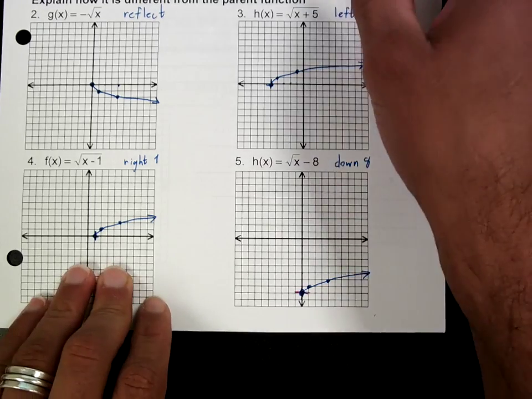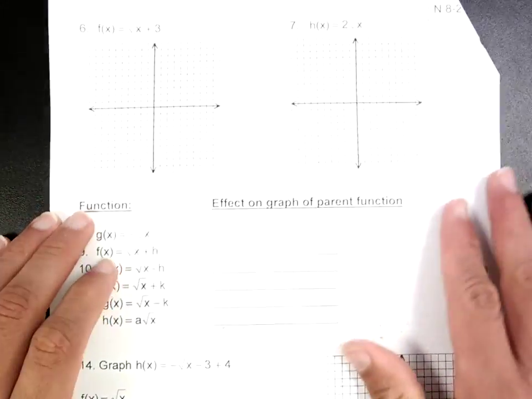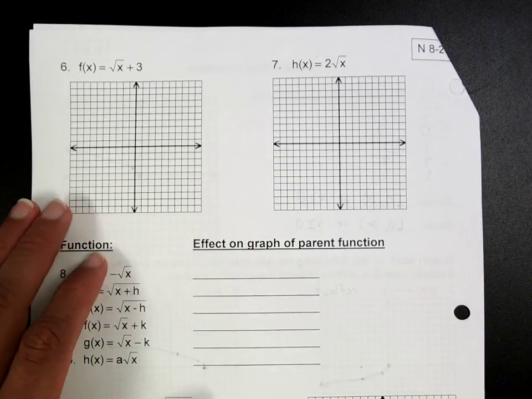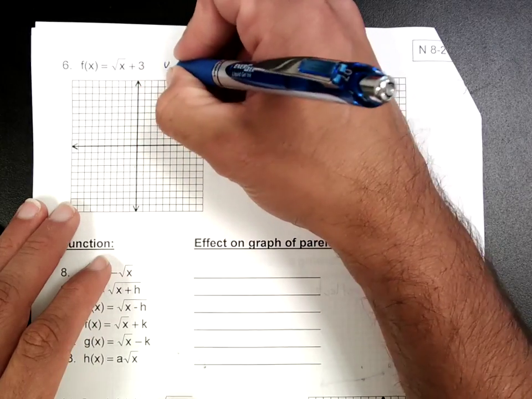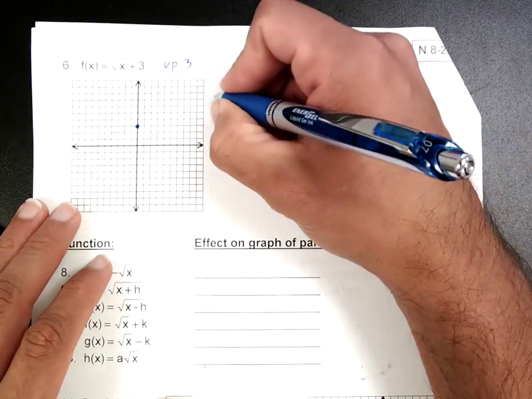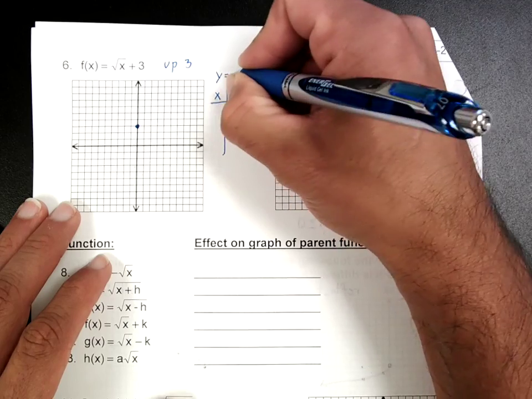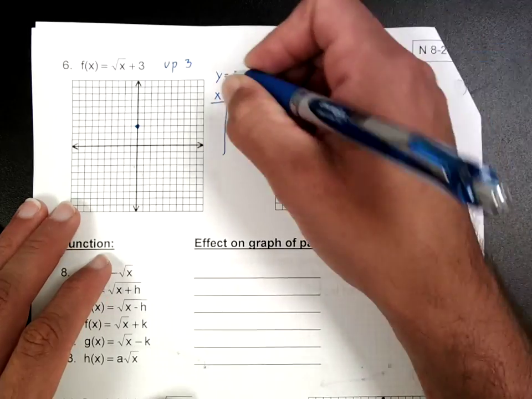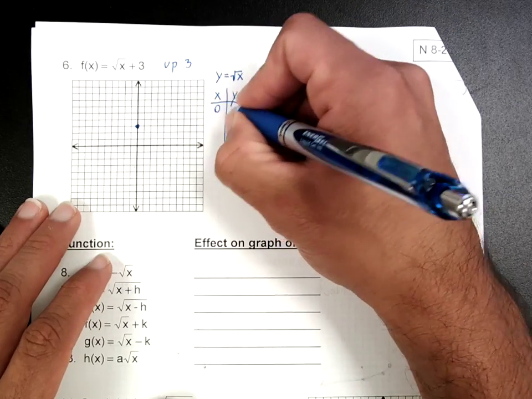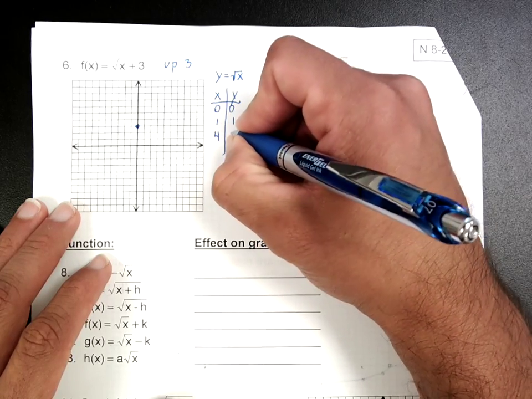Let's go to the back page. Right on the back. One more time, if I have a plus 3, that's going to move my graph up 3. So this is my starting point, and the same points that I had on the front, which are the points of the parent function for the square root, I have 0, 0, 1, 1, 4, 2.